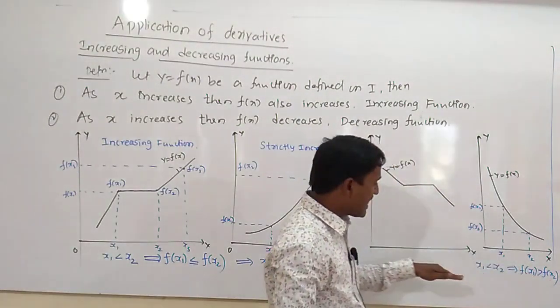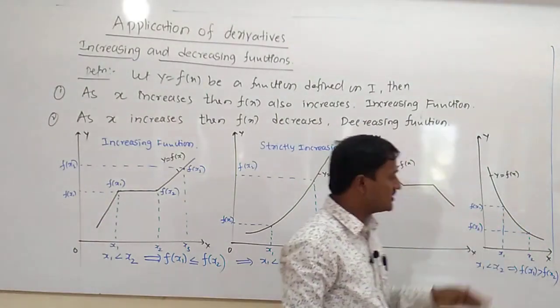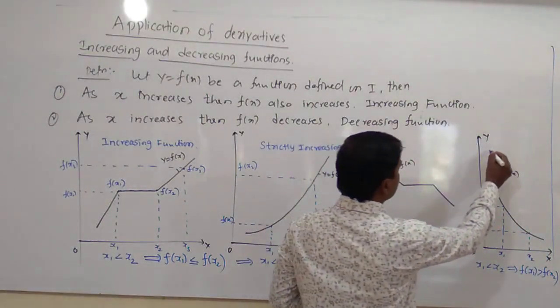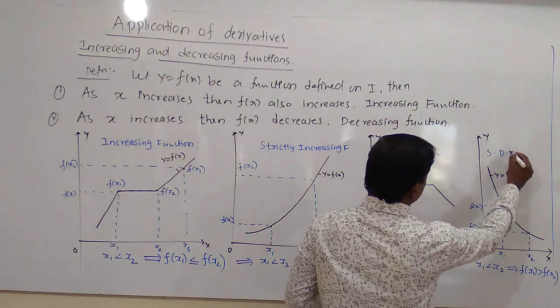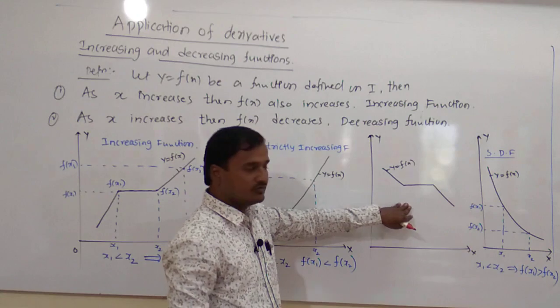So it means that as x increases, f of x decreases. Hence it is called a strictly decreasing function. Strictly decreasing function. Okay, right. Next we'll go to this graph.